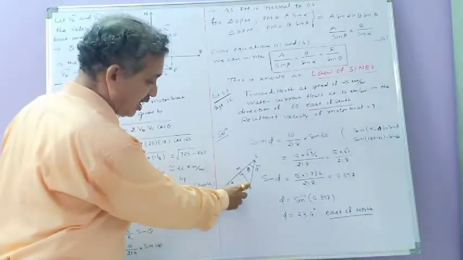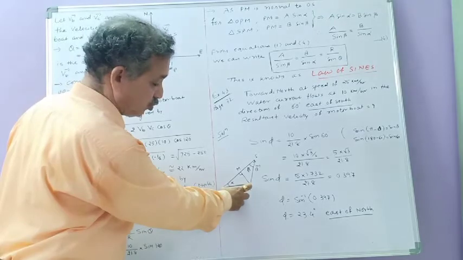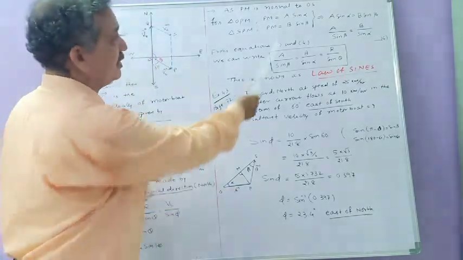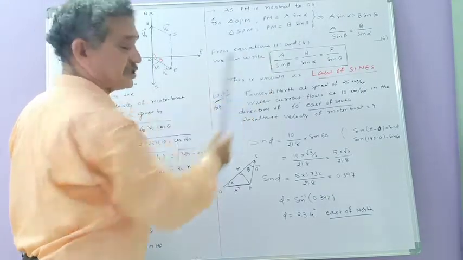It is equal to hypotenuse into sin alpha. That means OP into sin alpha. But OP is equal to what? Magnitude of vector A. Therefore PM is equal to A sin alpha.